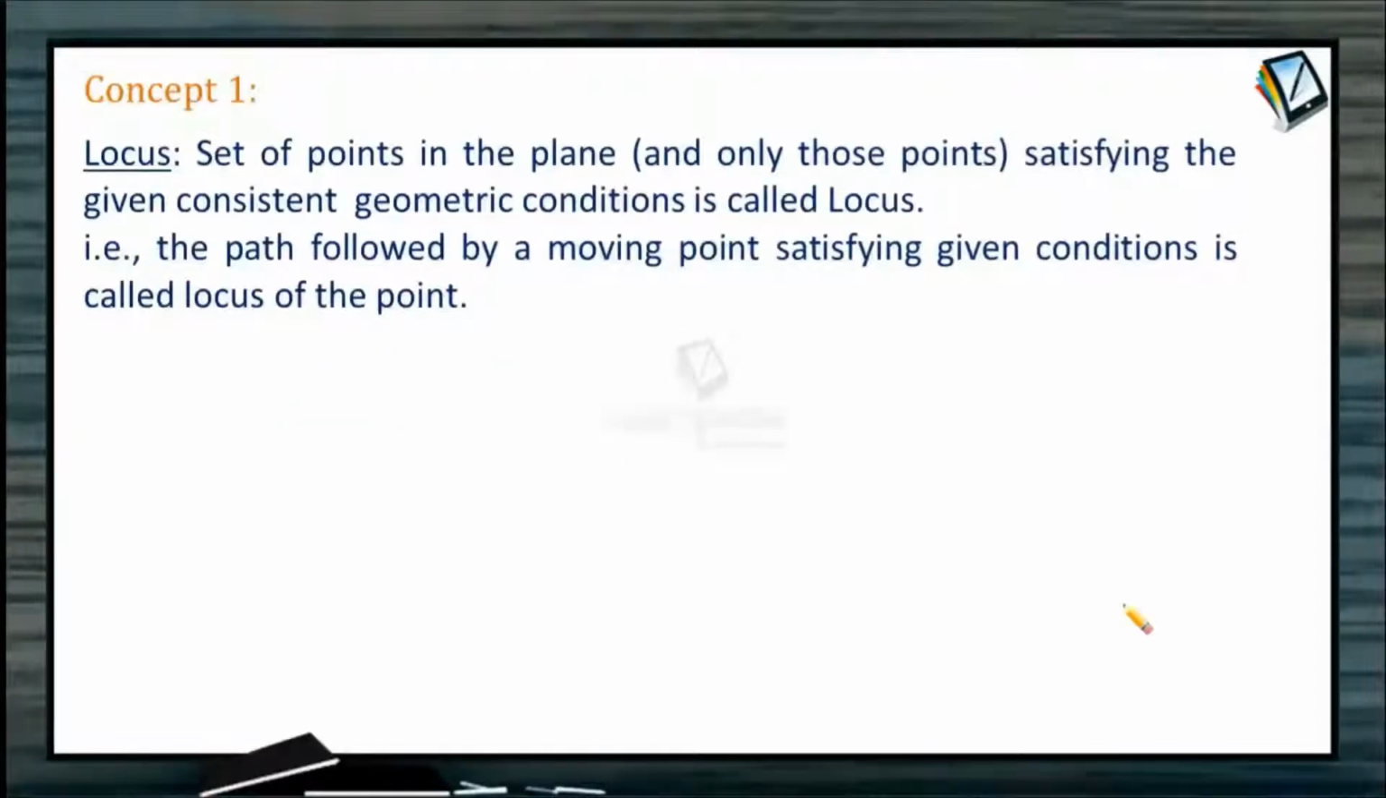Concept number 1. Locus: the set of points in the plane, and only those points, satisfying the given consistent geometric conditions is called a locus. Another way to visualize this is that there is a point which has to move in the plane. When subjected to certain conditions, as it moves, the path followed by it is what is called the locus of such a point. We shall look at an example.